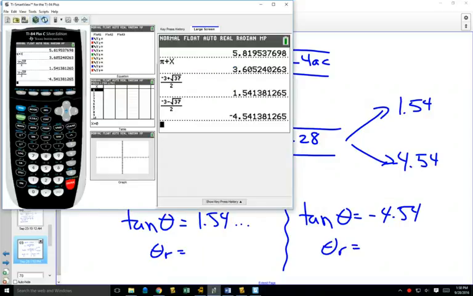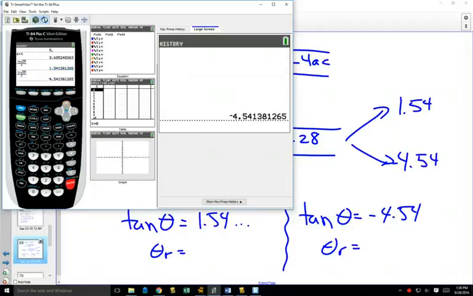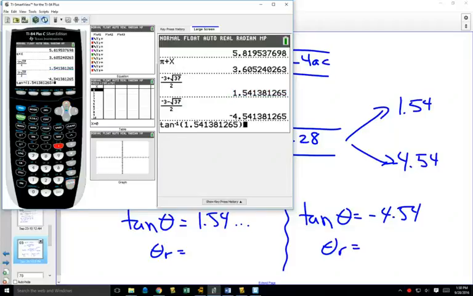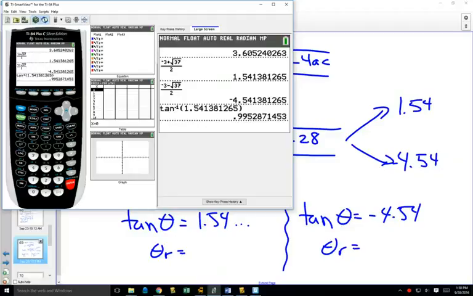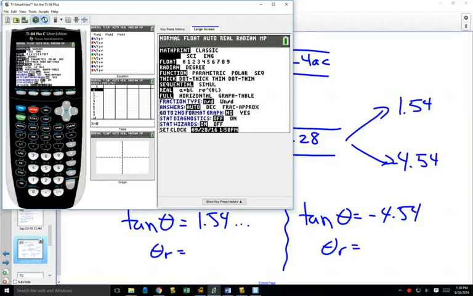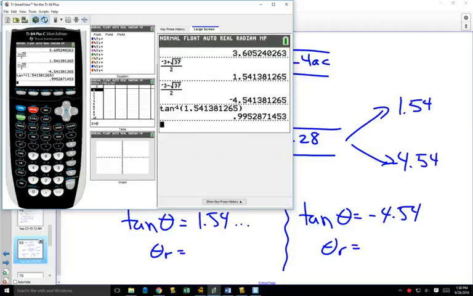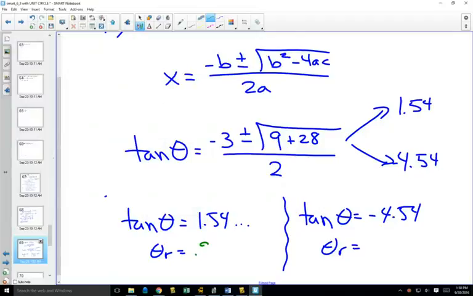And when finding our reference angle, you could draw a triangle if you like, but for a reference angle, tan inverse, I'm going to go up and click on my first answer so I have all those decimal places. There's my reference angle. I'll make sure that my mode is in radians, and it is. So our reference angle for the first one is 0.995.